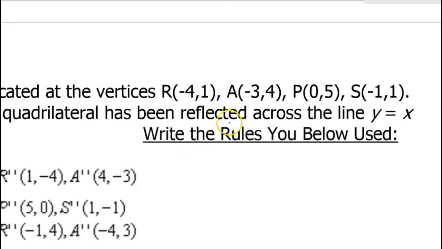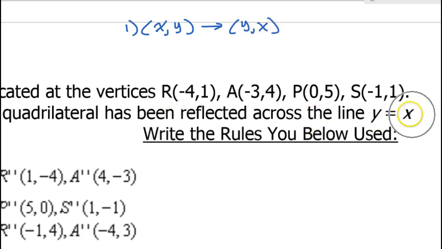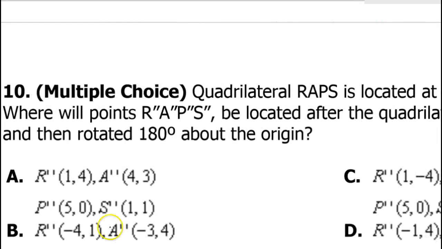First of all, let's write down the rules. If we want to reflect across the line y equals x, the first step is to transform each point (x, y) into the point (y, x). That's your reflection across the line y equals x. You reverse the coordinates. And then for step 2, the second transformation, we're going to do this rotation of 180 degrees about the origin.